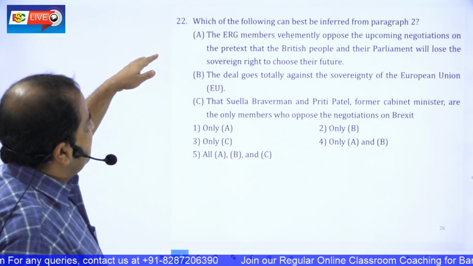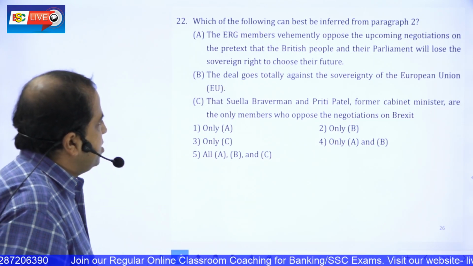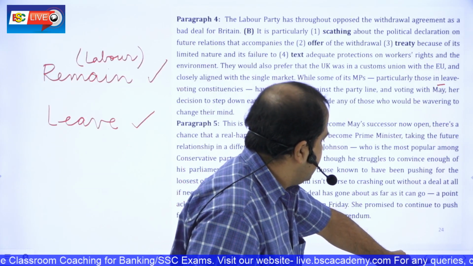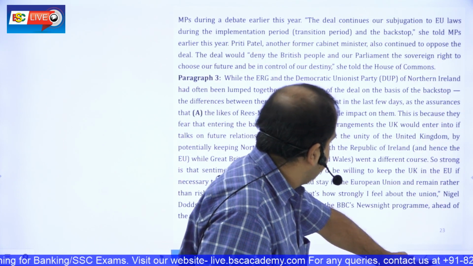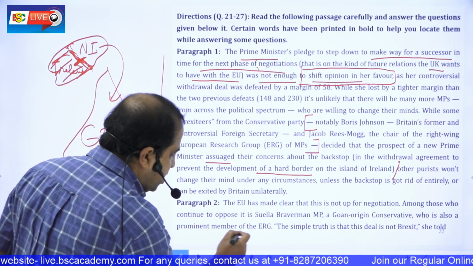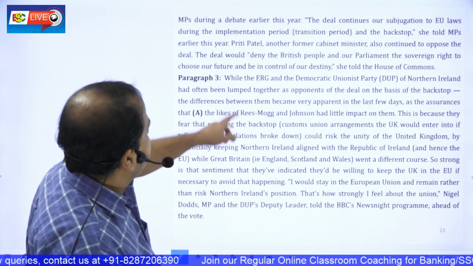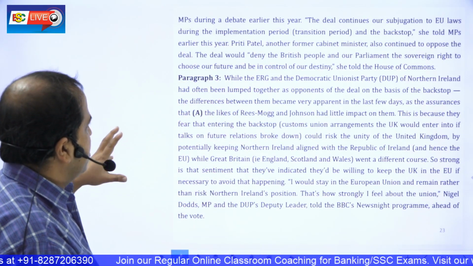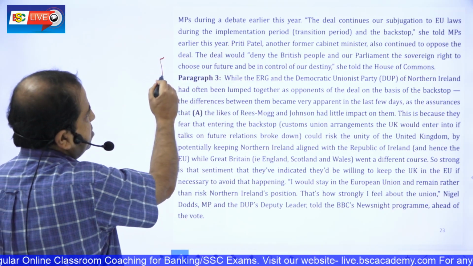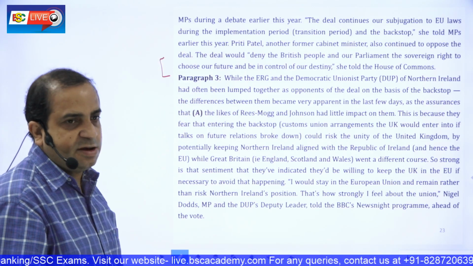The ERG members vehemently oppose the upcoming negotiations on the pretext that the British people and their parliament will lose the sovereign right to choose their future. Among the prominent members of the ERG are Suella Braverman and Priti Patel. Now these are ERG members, and they say that the deal would deny the British people and our parliament the sovereign right to choose our future and be in control of our destiny.